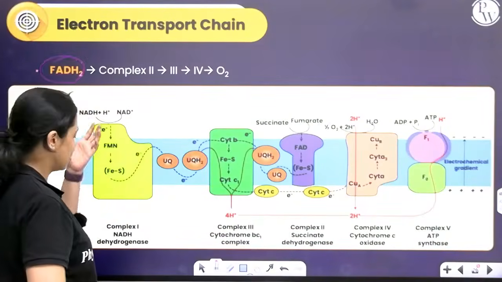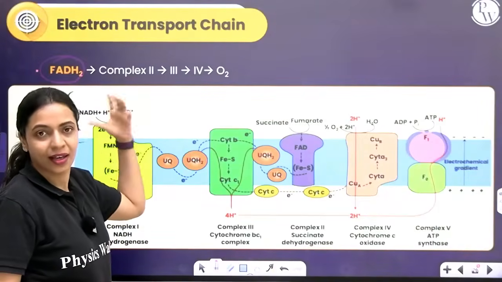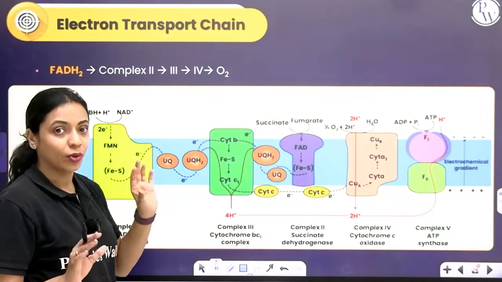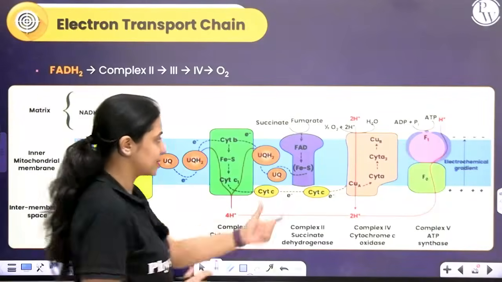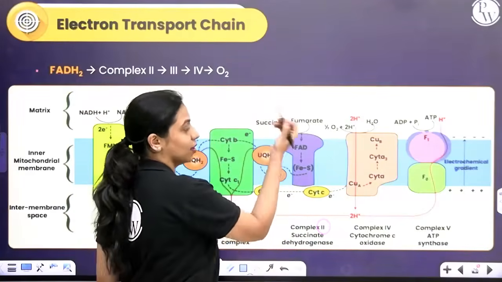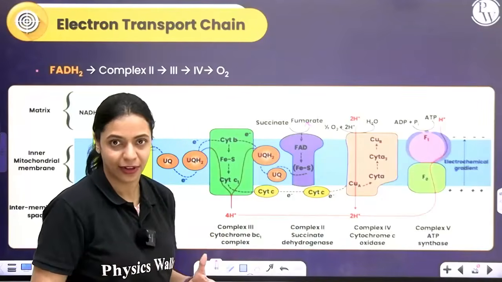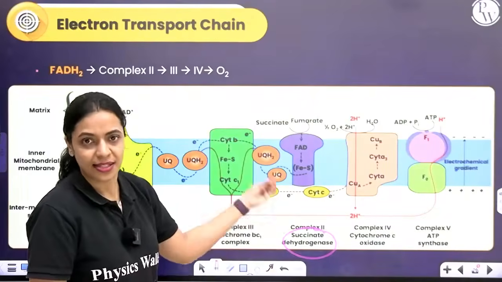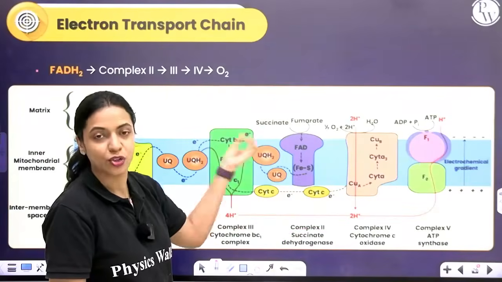FADH2 will not use complex 1; complex 1 is not involved in the oxidation of FADH2. Remember I told you, during formation of FADH2 there is succinate dehydrogenase that is present in the membrane, that is this complex 2 here. FADH2 is formed during conversion of succinic acid to fumaric acid. That electron present in FADH2 is immediately passed on to the succinate dehydrogenase complex. This succinate dehydrogenase complex will pass on that electron from the second complex to the third complex.